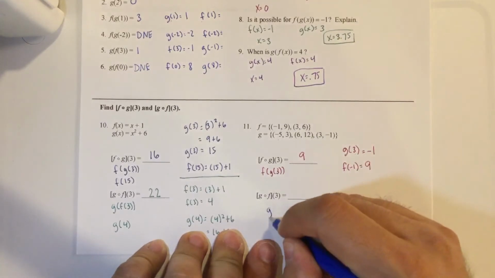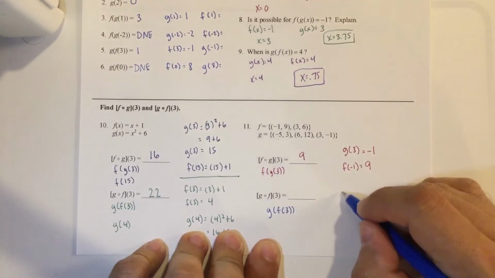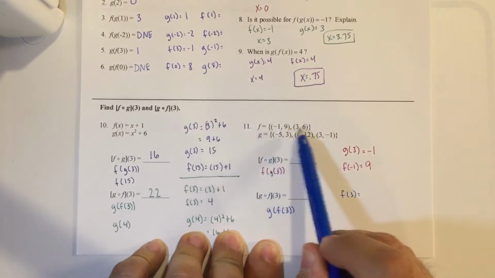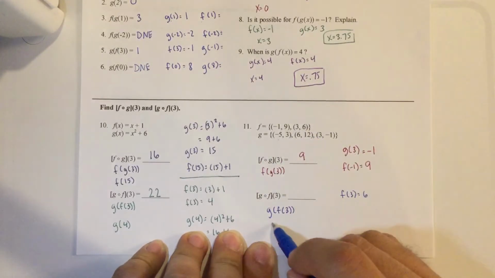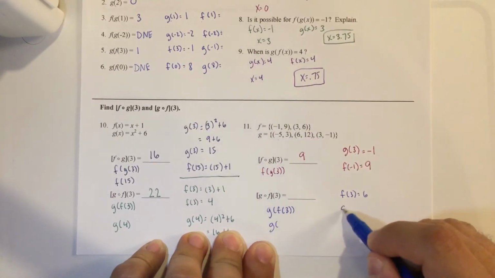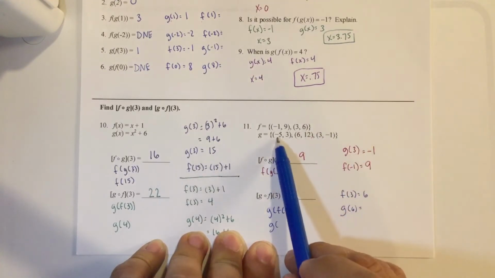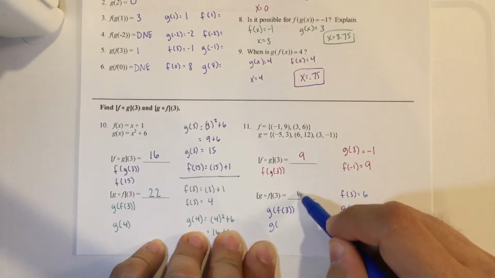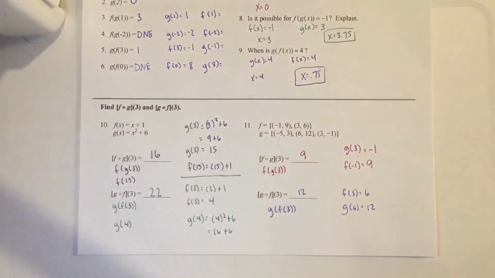For g of f of 3, we start with the inside, f of 3. So here, once again, f, that's negative 1, that's 3. So the corresponding y value is 6. So now we're going to do g of 6. So right here, negative 5, 6, the y value is 12. So therefore, this is my answer. The answer is 12. All right, on to the next one.